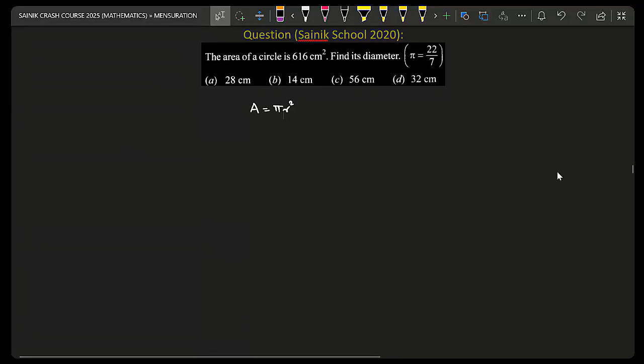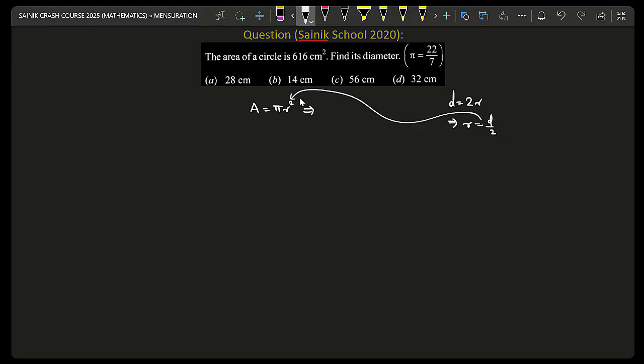Okay, if you don't know, we can create one. See, area is equal to pi r square. Then I want to involve the diameter. What is the relation between diameter and radius? We know the diameter is 2 times the radius, that means d is equal to 2r. But I want to write r in terms of d. If d is equal to 2r, can't we write r is equal to d by 2? Yes, we can. So substitute this in place of r, and you will get the required relation.